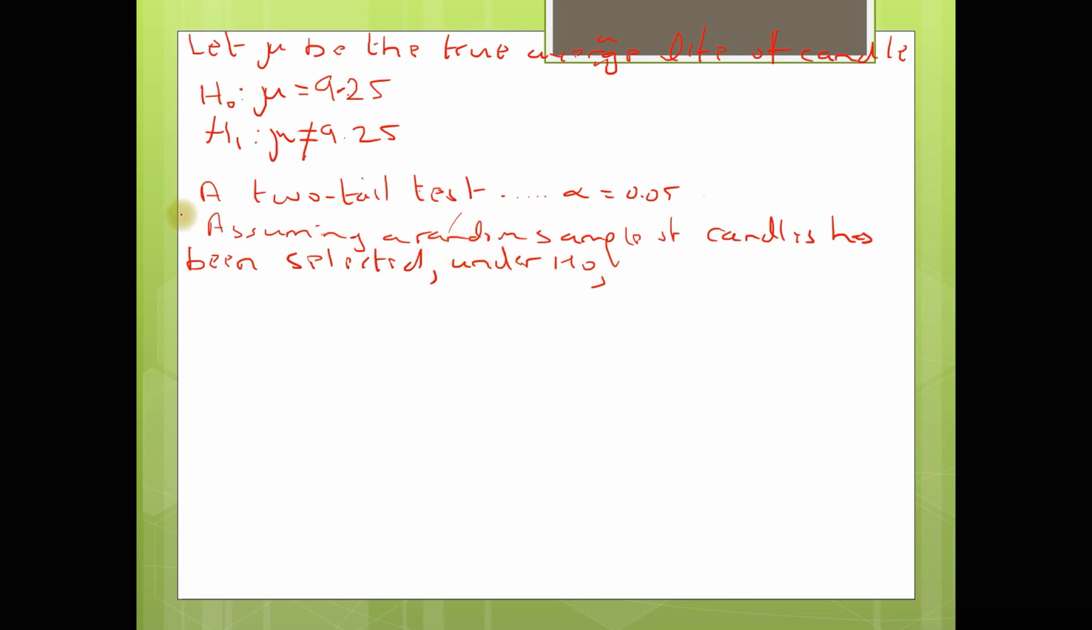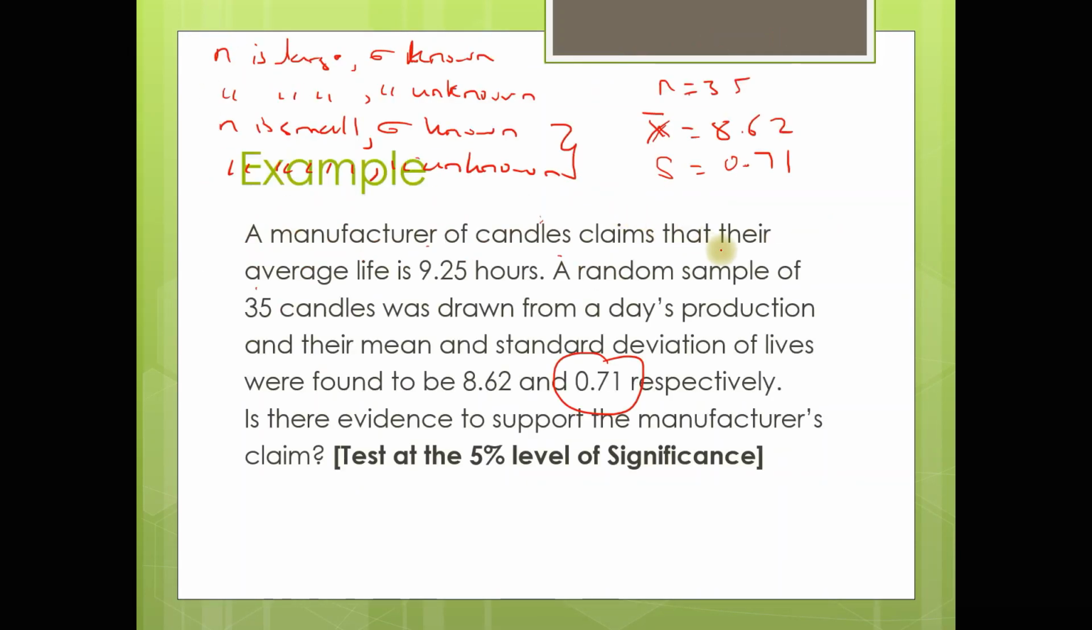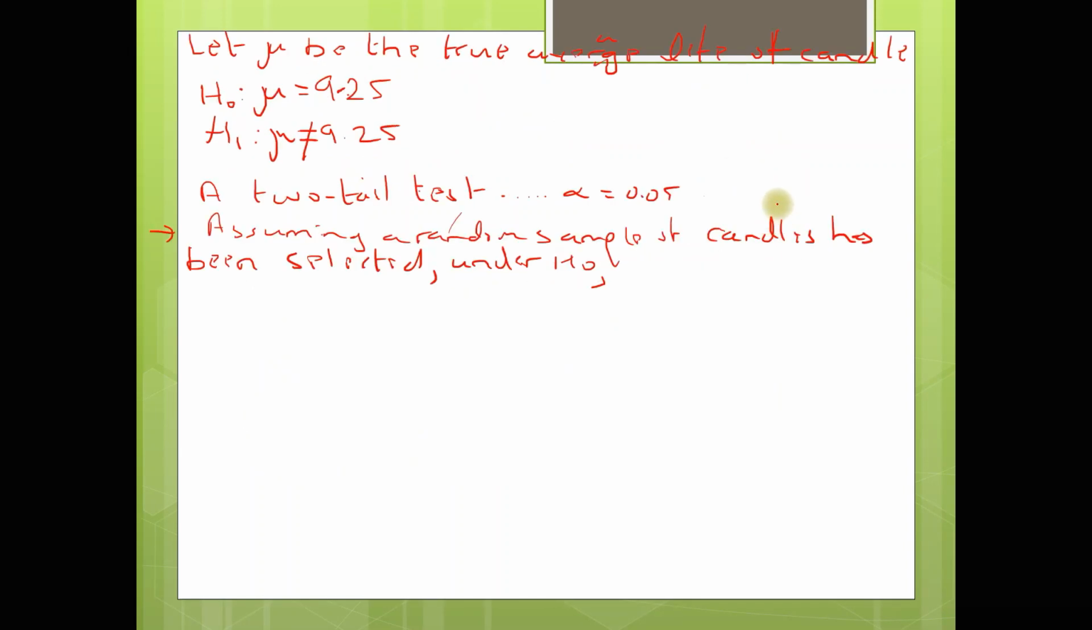Now listen to me. I'm writing this assumption down here for the sake of explanation. In fact, if you did not even write this down, you will not be penalized, for the simple reason that the question itself already mentions that it is a random sample. So if you did not write it, it's not a big issue. But if it is not mentioned, it is always good to put the assumption.